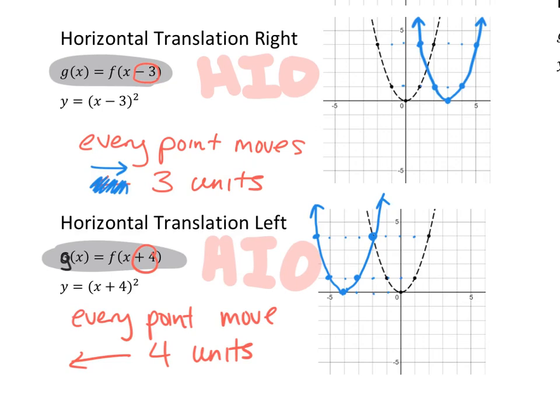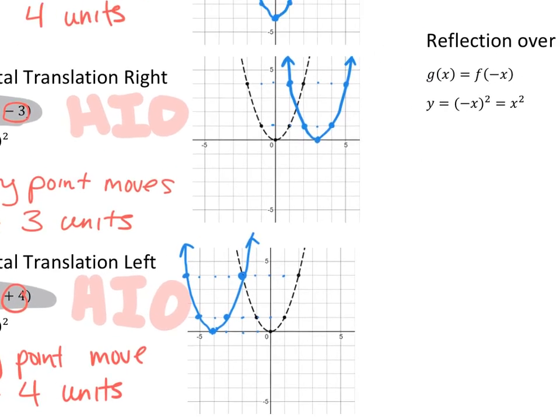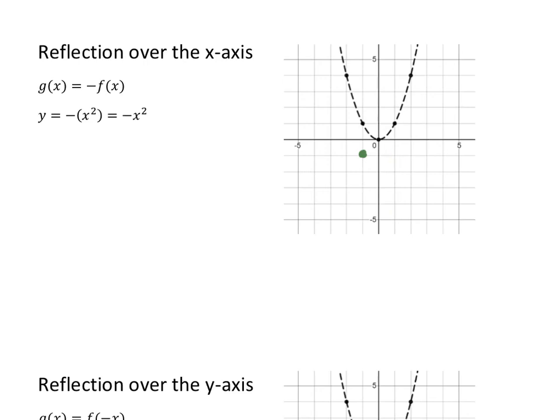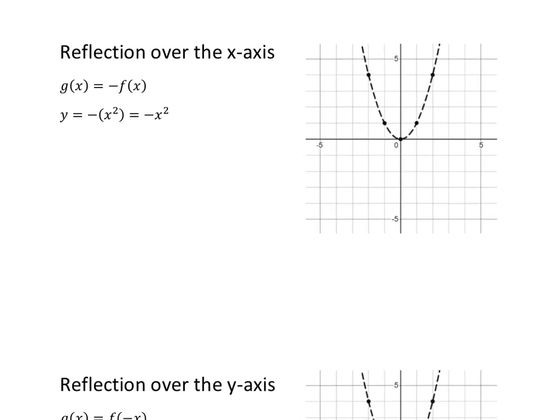All right, we're going to move on to the reflections. Up, down, left, right, that makes sense. Insides is the left and right. Outsides is the ups and downs. But when we go to the reflections, we have two types of reflections.